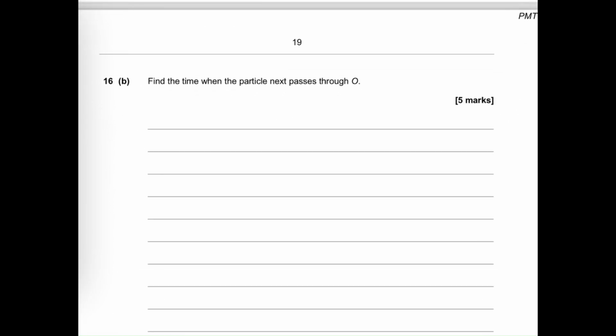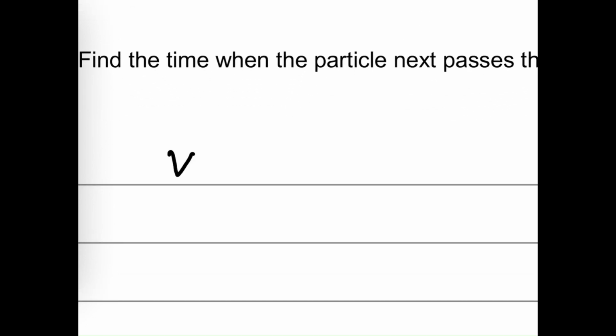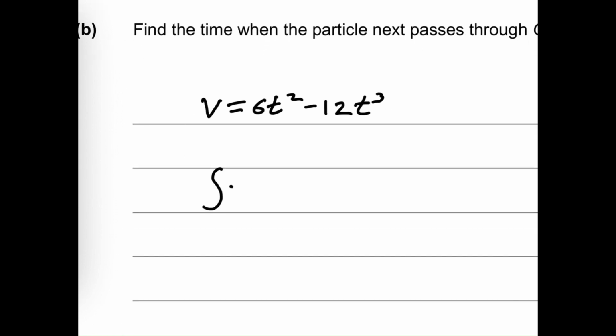Now we have to find the time when the particle next passes through O. We're told at the start of the question that the particle is initially at rest at the point O. So we know that when t is equal to 0, the displacement is 0. We can work out the displacement, or an expression for the displacement, by integrating that v expression above. So there's our v expression from earlier. If we integrate that, that will equal the displacement.